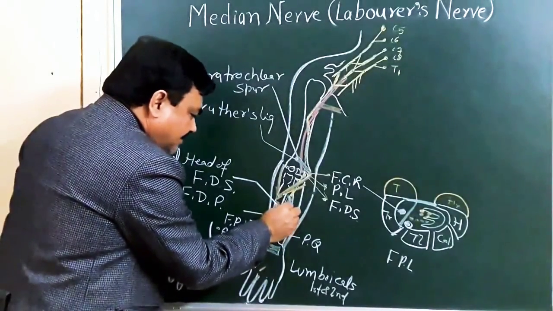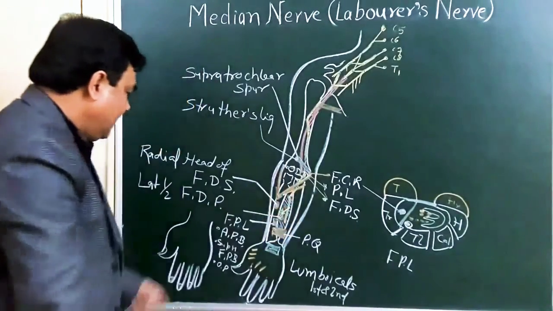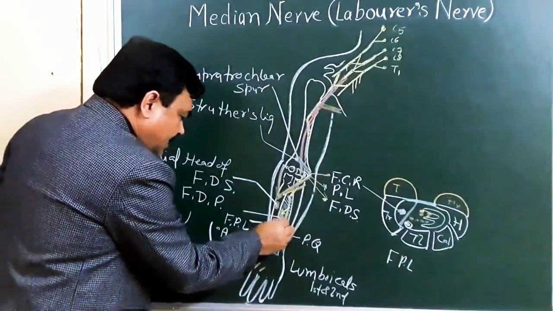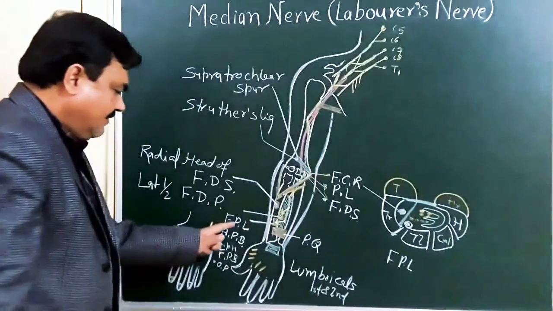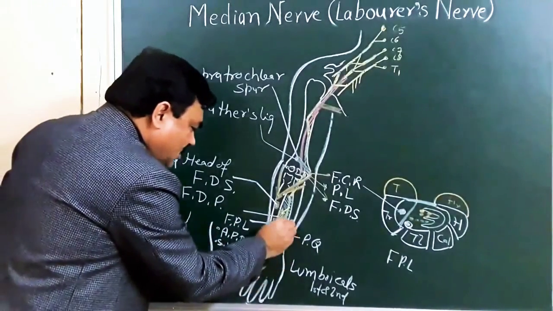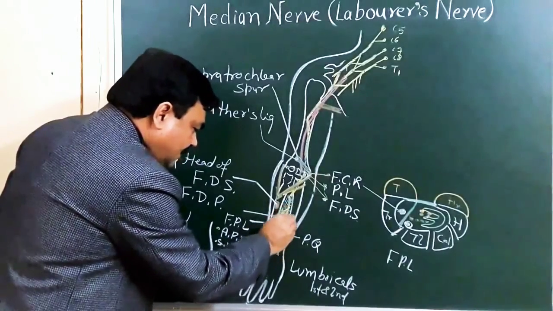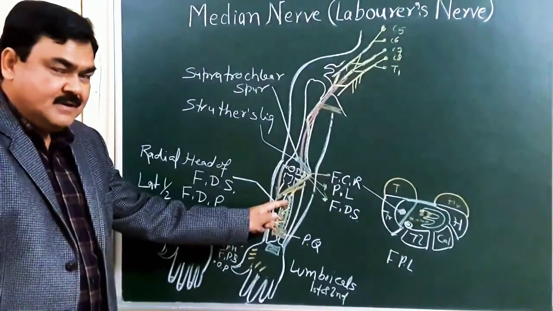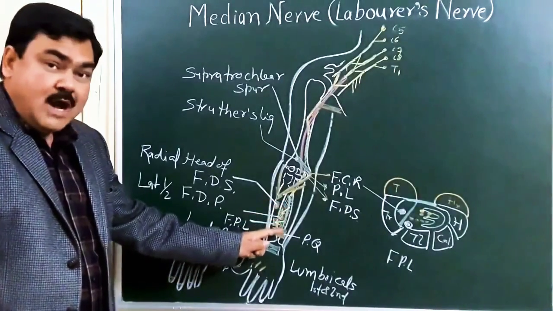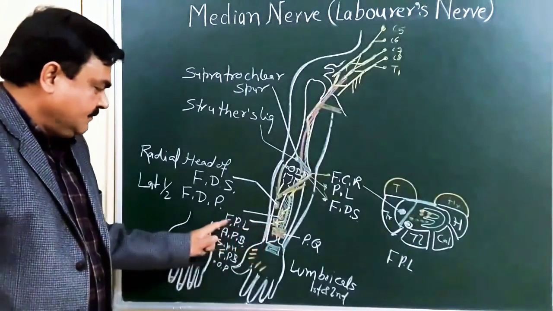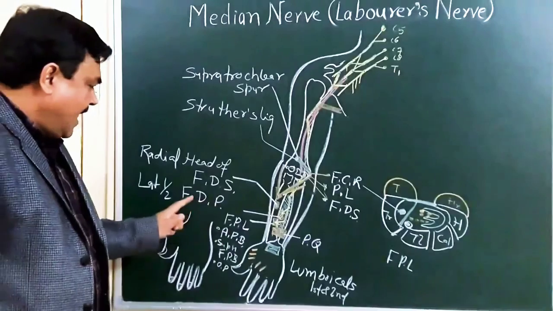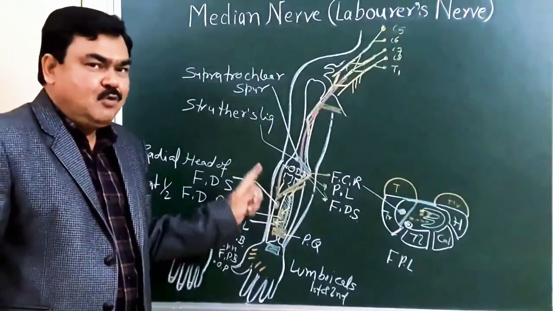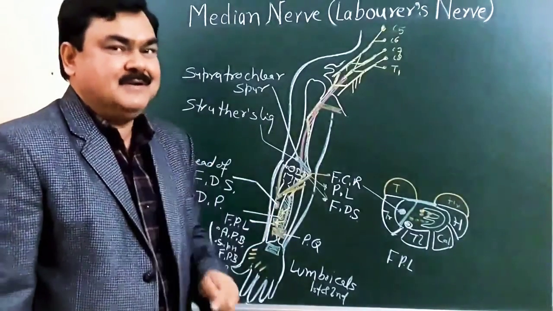This anterior interosseous nerve gives a branch to this muscle, the lateral half of flexor digitorum profundus. It gives a branch to flexor pollicis longus, and to pronator quadratus. So this is the anterior interosseous nerve. It supplies 2.5 muscles: pronator quadratus, flexor pollicis longus, and the lateral half of flexor digitorum profundus. This is a purely motor branch. It has no sensory fibers.